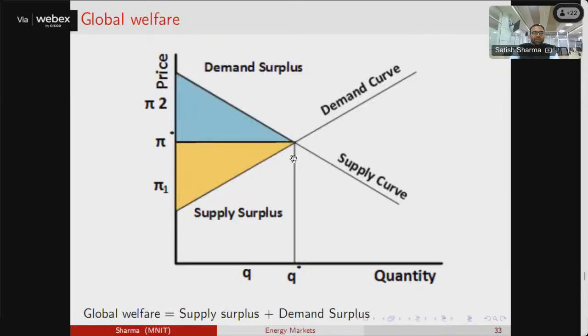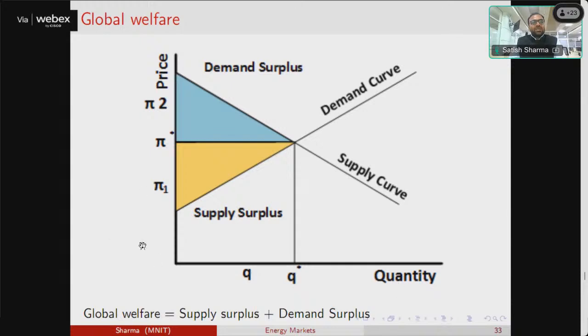Okay, so next, let's say I have drawn a supply curve and demand curve. This time, instead of parabolic curves, straight lines have been used. If you see here, the intersection point is pi star, the market clearing price, and Q star is the market clearing quantity. On the x axis we have quantity, and on the y axis we have prices.